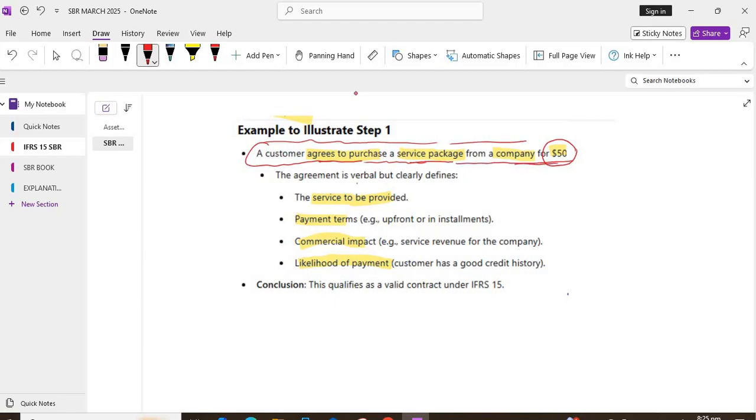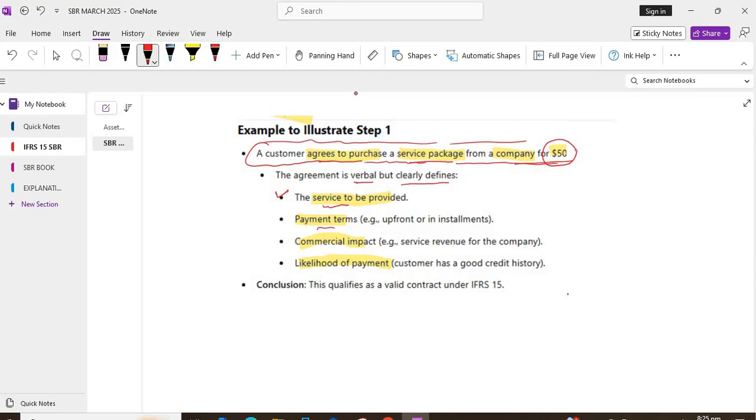The agreement is verbal but clearly defined. Let's say the agreement is not in written form but in verbal, oral form. So if the criteria are properly defined, then you will recognize the revenue from this contract. Now the service to be provided. This is the service to be provided.